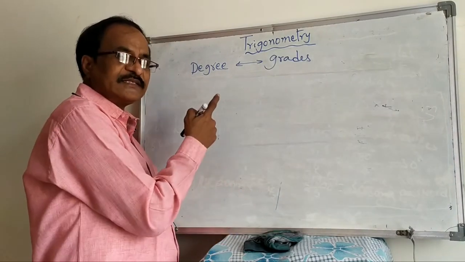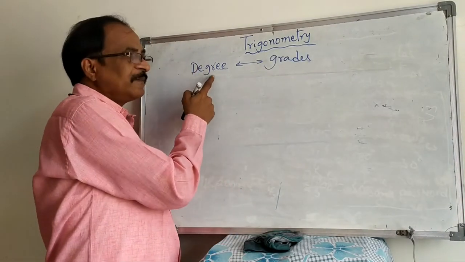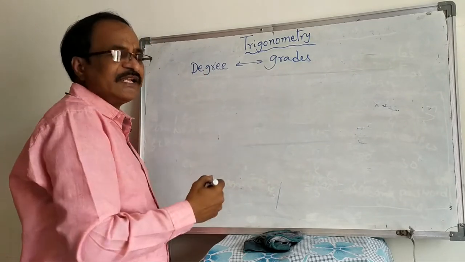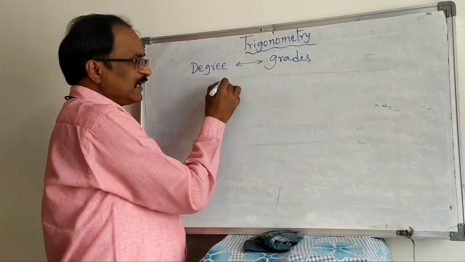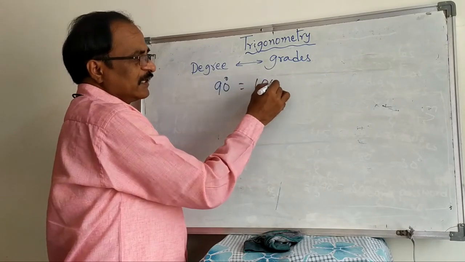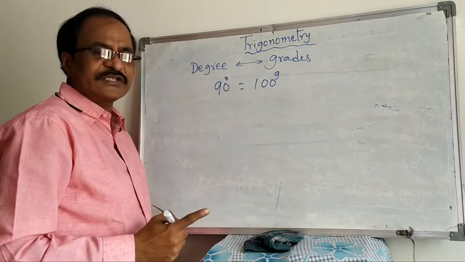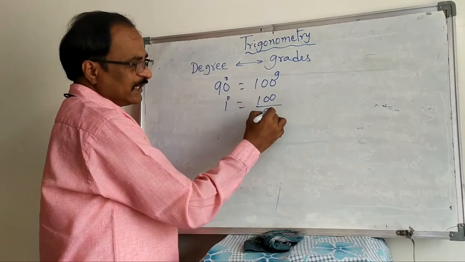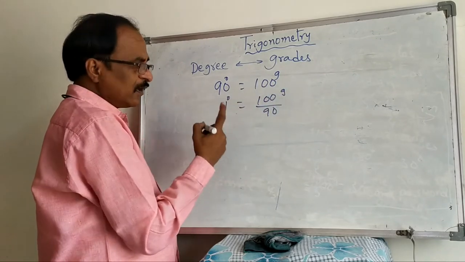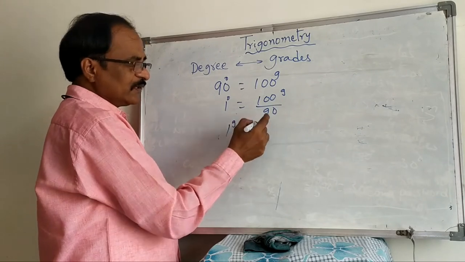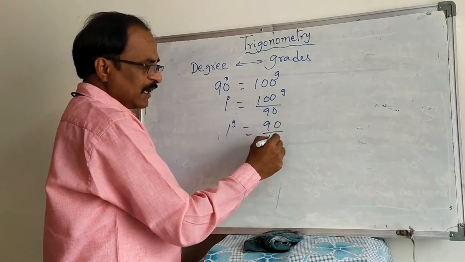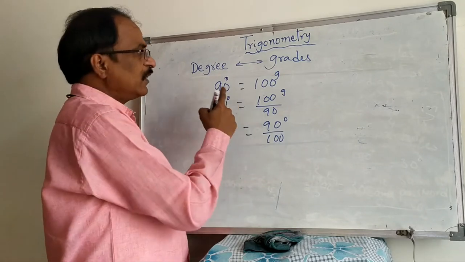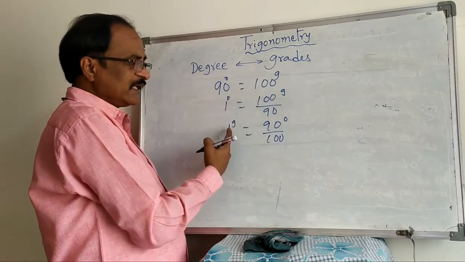Now we will discuss how to convert from degrees to grades and grades to degrees. We know the relation that 1 right angle is equal to 100 grades. By using this relation, 1 degree is equal to 100 by 90 grades, or 1 grade is equal to 90 by 100 degrees. Using this, we convert degrees to grades or grades to degrees.